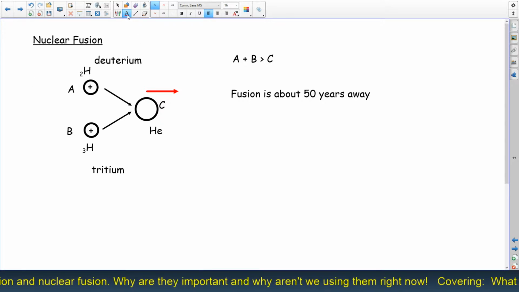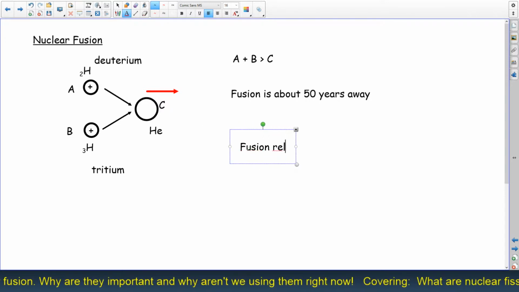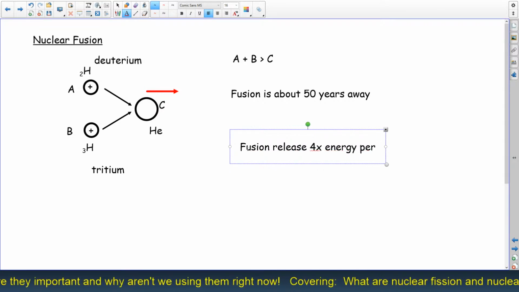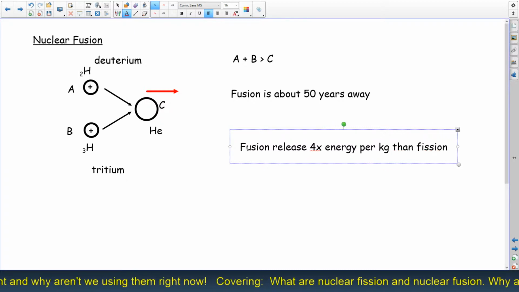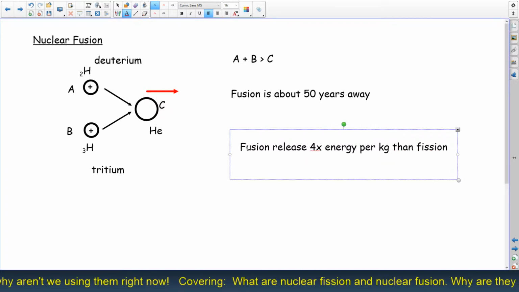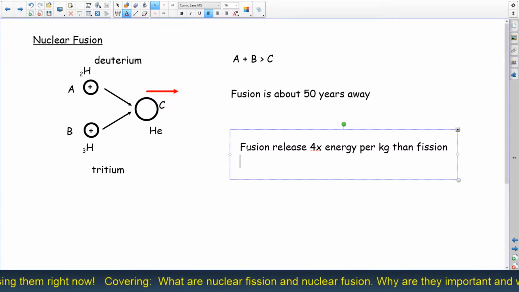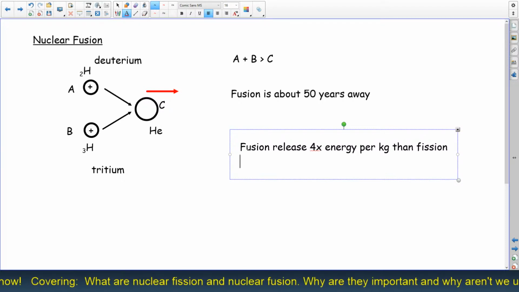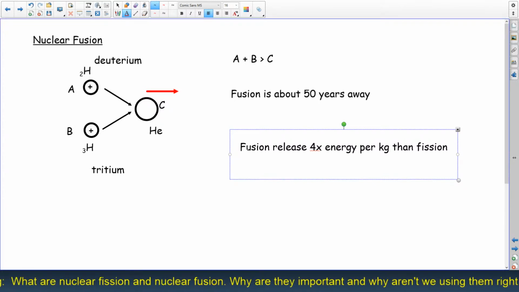But why are we interested in this? Well, there's a couple of reasons. Fusion releases 4 times the energy per kilogram than fission. So nuclear fission not only produces radioactive waste, not only makes everybody really nervous and is non-renewable, but this thing is 4 times more energy productive per kilogram of fuel. And nuclear fission is already extremely fuel efficient.